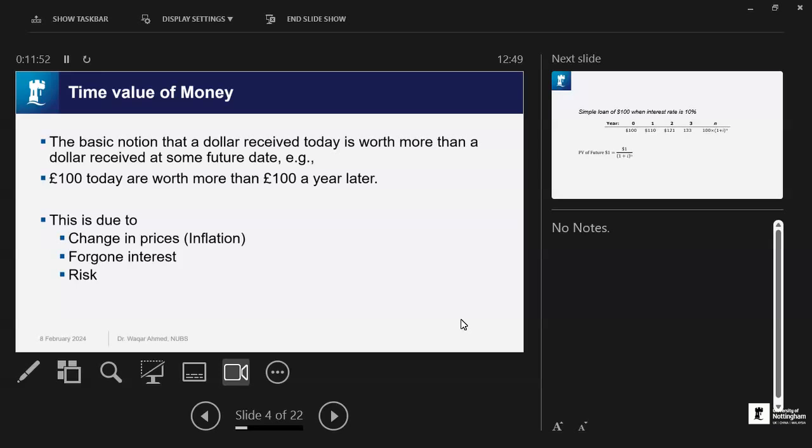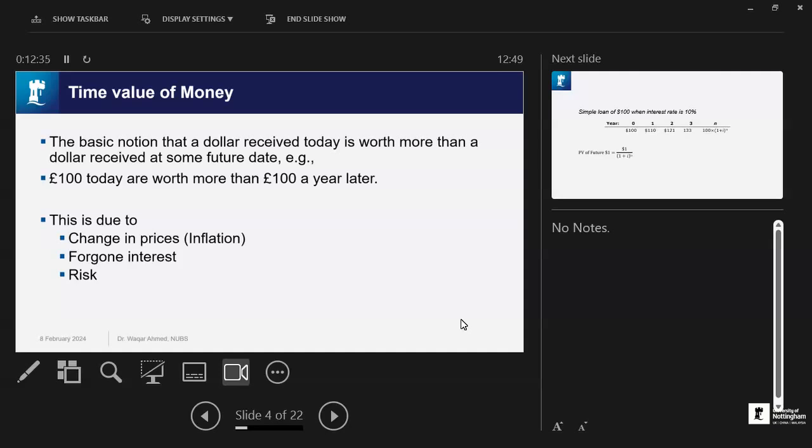Okay, so from this formula, you can actually see present value today will be a smaller value because it's going to discount the future cash flows. But why do we discount the future cash flows? One main reason for discounting all of the future cash flows is because the value today is greater than the value that you'll get with the same amount of money at some point in time in future. So this is the concept which we call the time value of money. So what is it? It's the basic notion that a dollar received today is worth more than a dollar received at some future date.